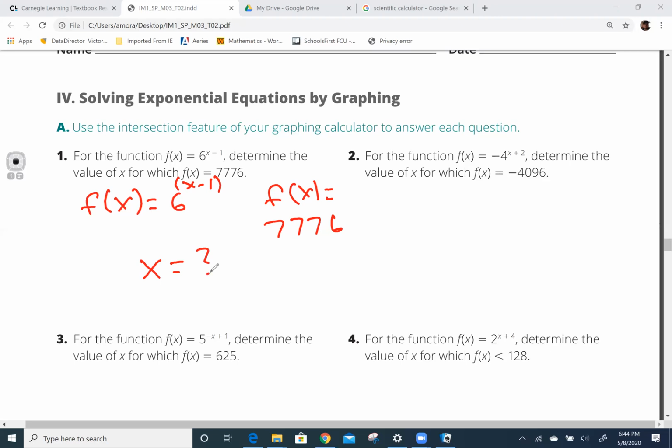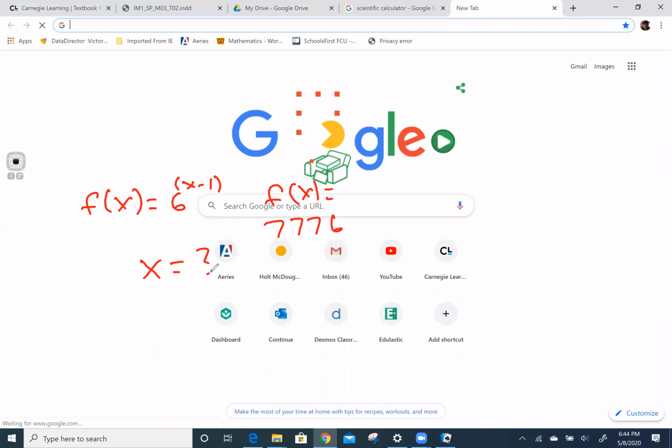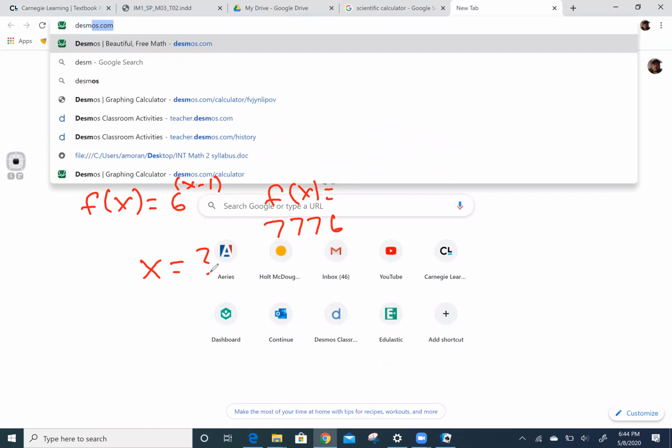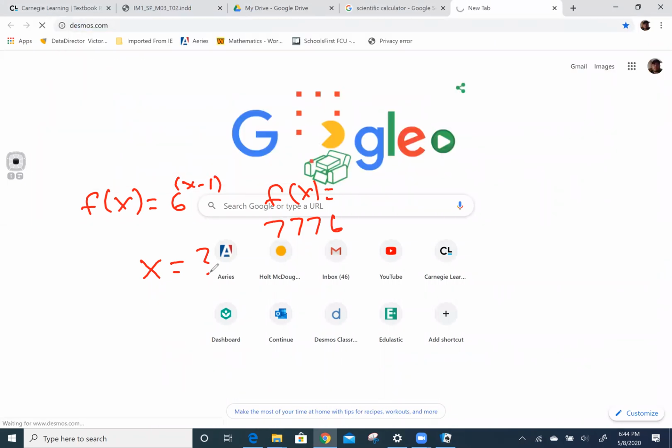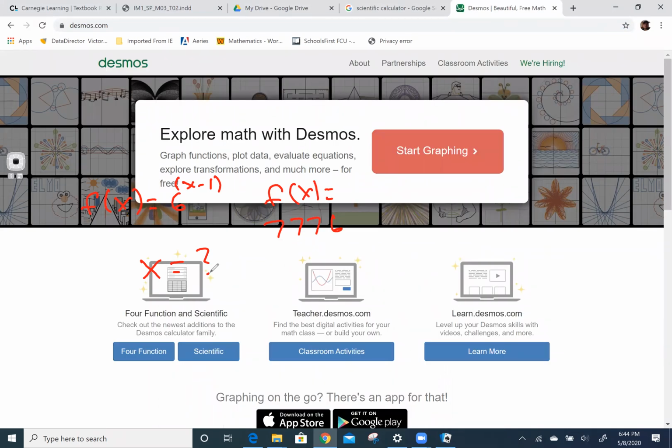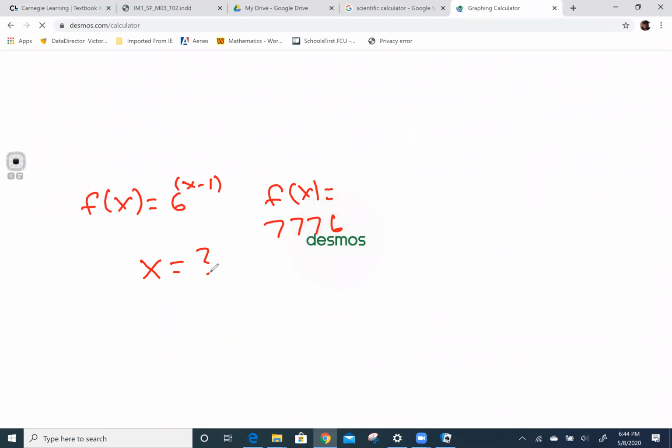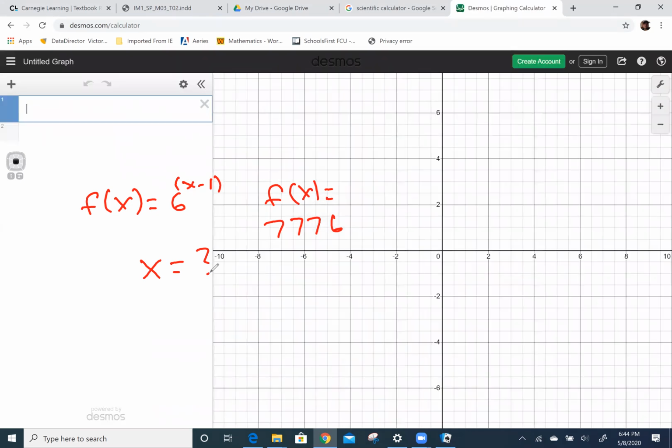For this year and next year, you are going to have to graph it, even the following year. It's not till you get to pre-calculus where you can find it using other forms. Okay, so for this, I'm going to go to Desmos. Just Desmos, not student Desmos, not teacher Desmos, just Desmos. And I'm going to graph this.